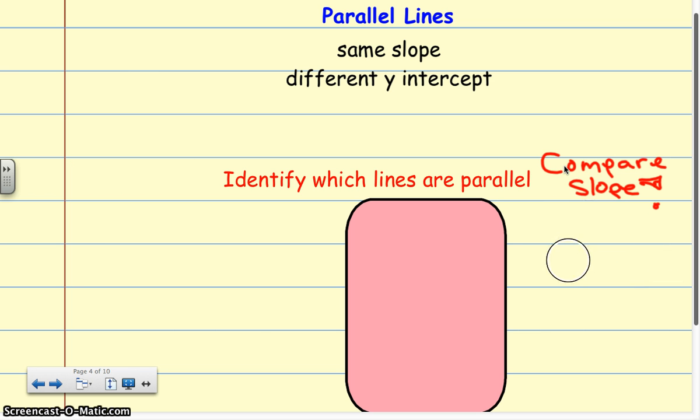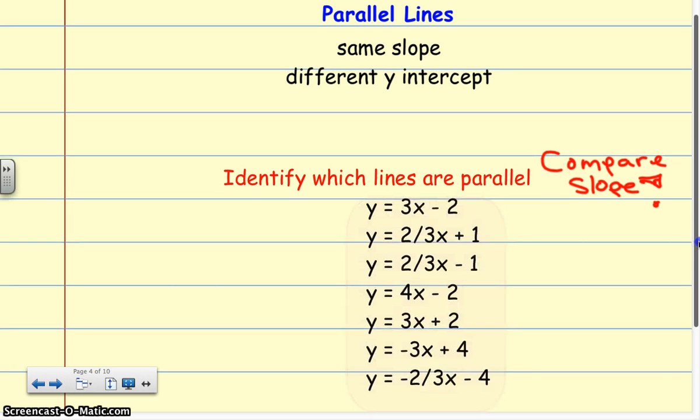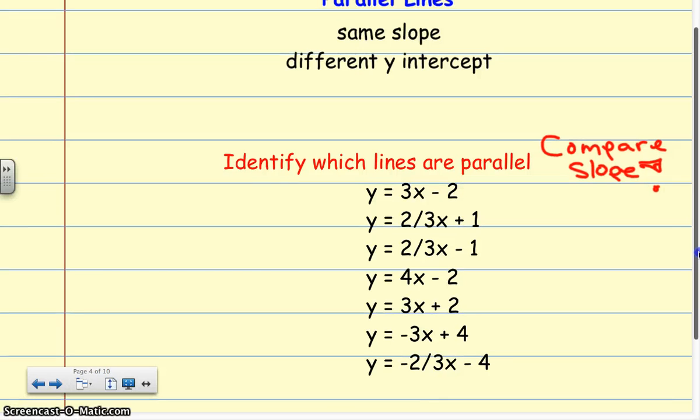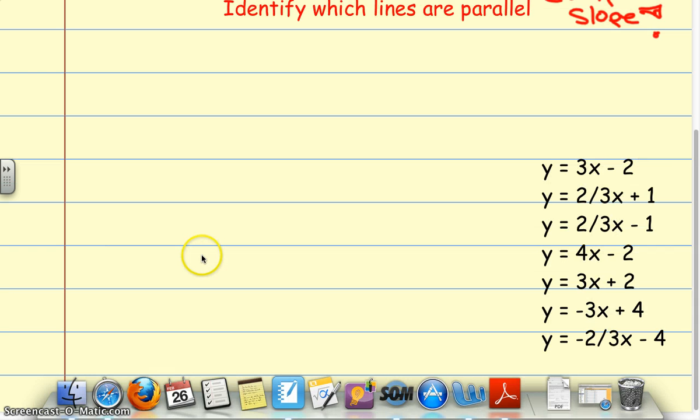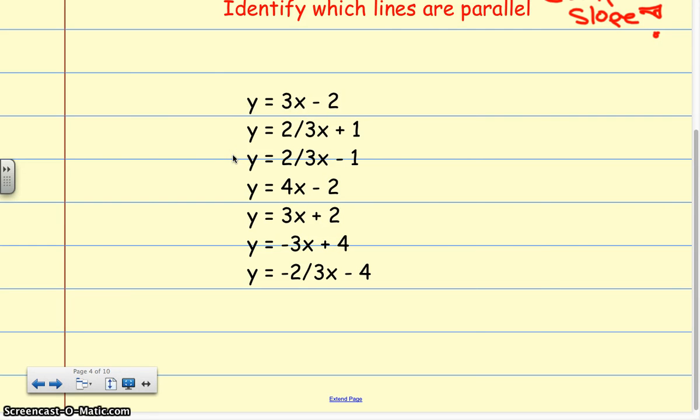I want you to identify which ones are parallel here. And I need you to think pair share with your table partner on that. Okay, we have a list of lines here. What is one set of lines that are parallel? The second and third one. And I know they're parallel because why? They have the same slope.